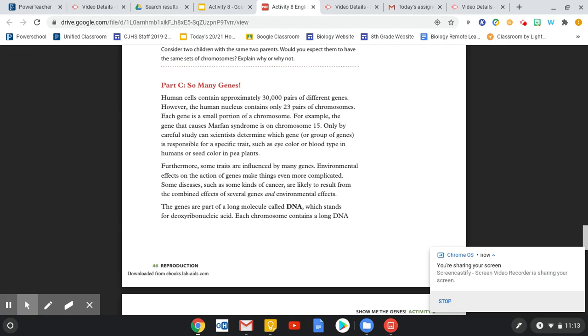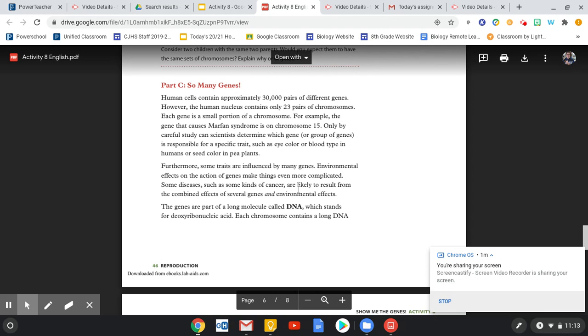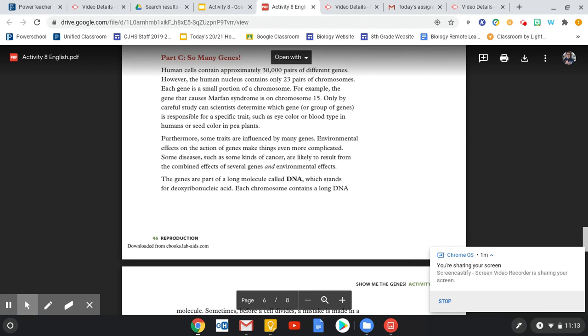Some diseases, such as some kinds of cancer, are likely to result from the combined effects of several genes and environmental effects. So it took a lot of research to try to figure this out, and we're still researching the causes of many things.